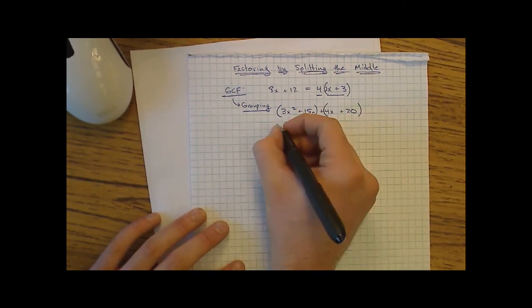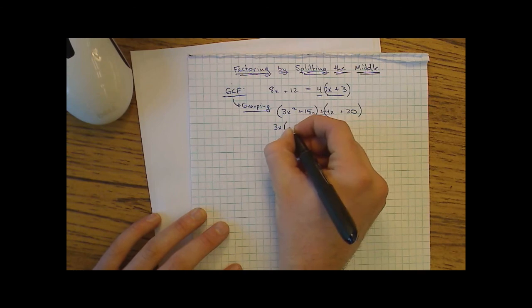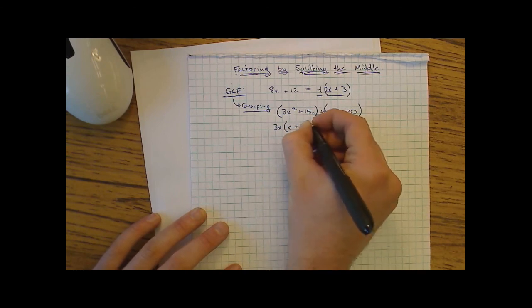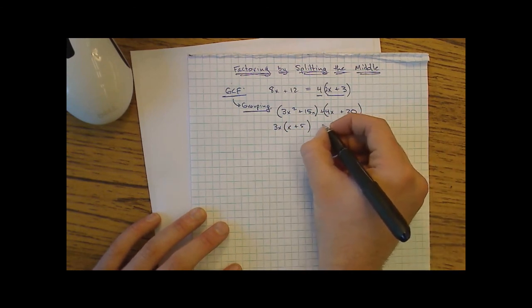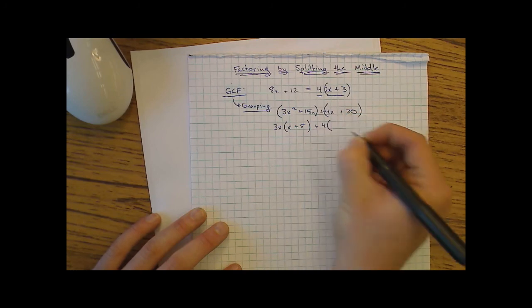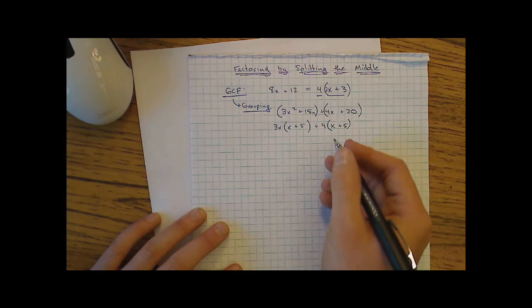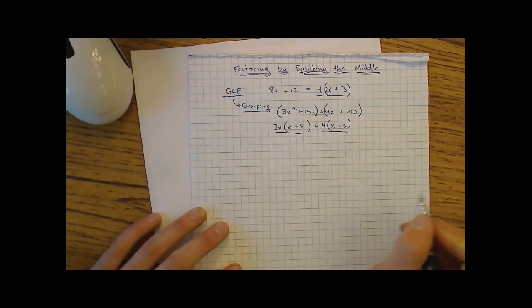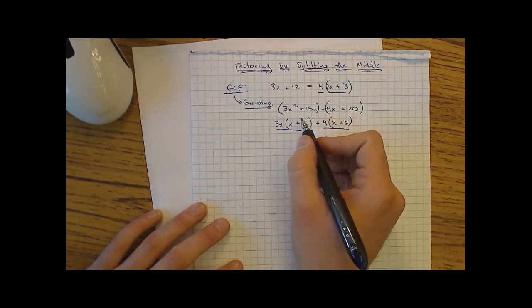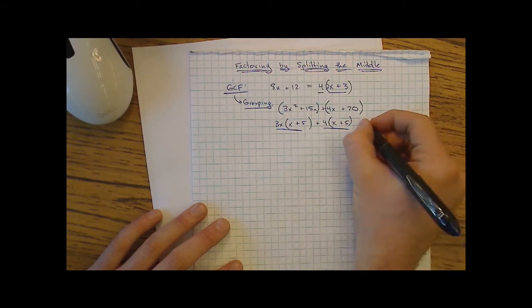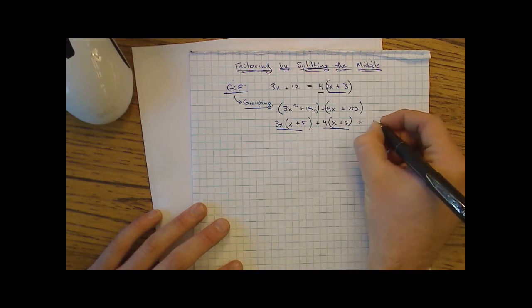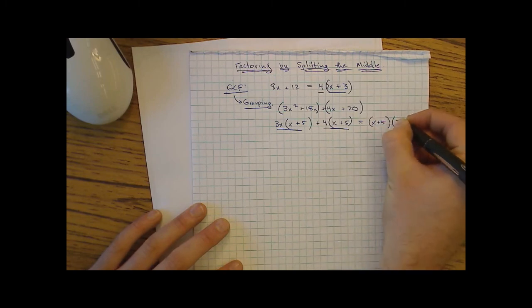Well, the greatest common factor over here is 3x. You'd be left with x plus 5. And over here, the greatest common factor is 4. So when I factor out 4, I'm left with x plus 5. And I end up with these two terms. And in both the terms, the greatest common factor is x plus 5. So to factor that, I end up with x plus 5 times 3x plus 4.